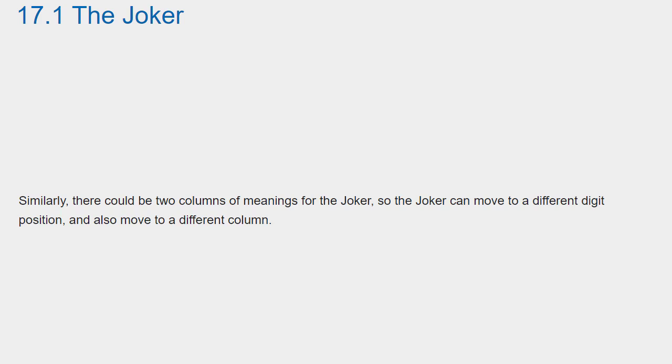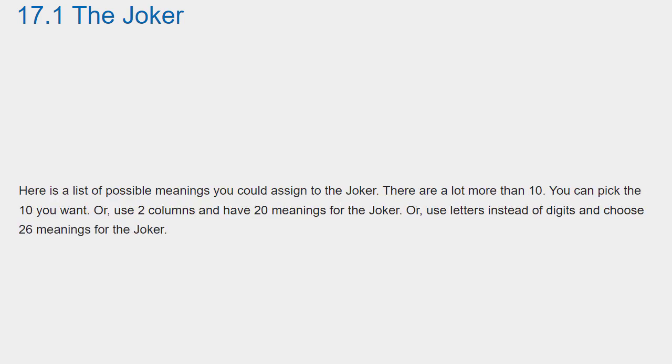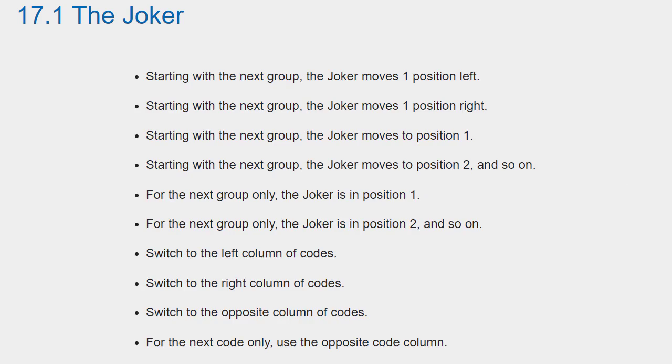Similarly, there could be 2 columns of meanings for the Joker, so the Joker can move to a different digit position and also move to a different column. Here is a list of possible meanings you could assign to the Joker. There are a lot more than 10. You can pick the 10 you want, or use 2 columns and have 20 meanings for the Joker, or use letters instead of digits and choose 26 meanings for the Joker. Starting with the next group, the joker moves one position left. Starting with the next group, the joker moves one position right.